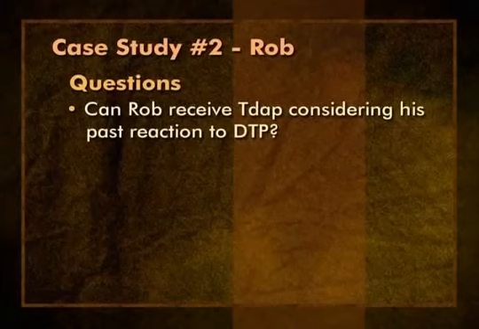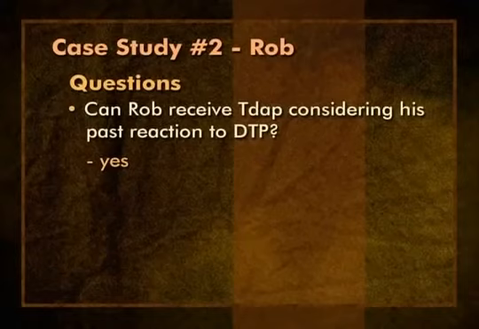Can Rob receive Tdap considering his past reaction to DTP? The answer is yes, Rob can receive Tdap. A fever of 105 degrees Fahrenheit following a dose of DTP or DTaP is neither a contraindication nor a precaution to Tdap. We will assume Rob's high fever in infancy occurred within 2 days of his 2-month dose of DTP vaccine. This was and is considered a precaution for subsequent doses of either pediatric DTP or DTaP vaccine.